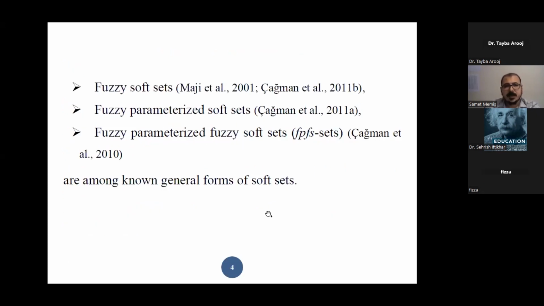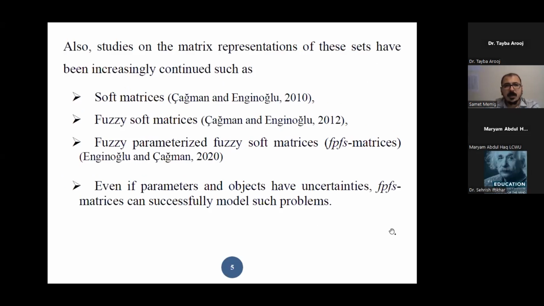Fuzzy soft sets, fuzzy parameterized soft sets, and fuzzy parameterized fuzzy soft sets are among the general forms of soft sets. Also, studies on the matrix representation of these sets have increasingly continued, such as soft matrices, fuzzy soft matrices, and fuzzy parameterized fuzzy soft matrices. Even if parameters and objects have uncertainties, the FPFS matrices can successfully model such problems. In my PhD studies, I generally studied the FPFS matrices and their applications in many areas, such as machine learning and image processing as well.